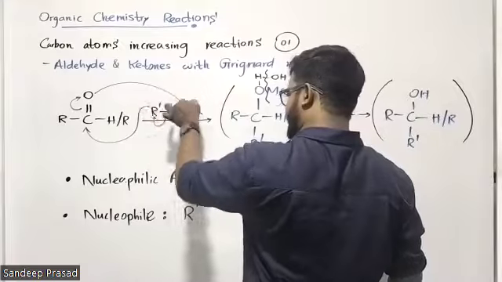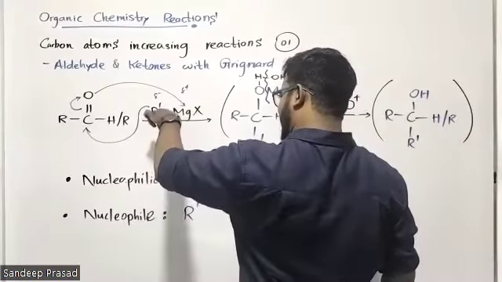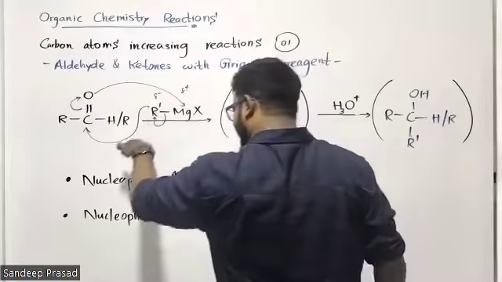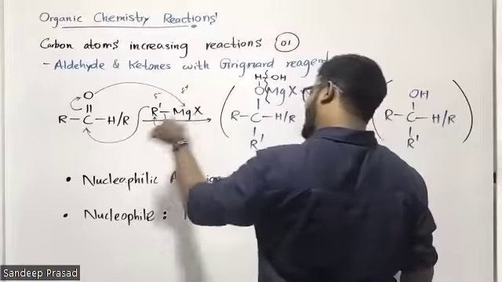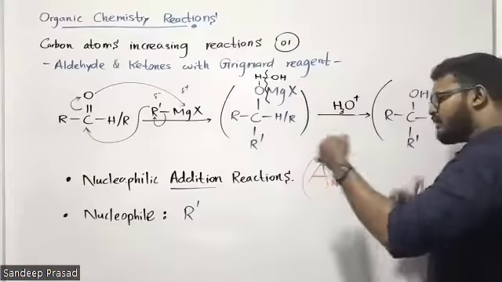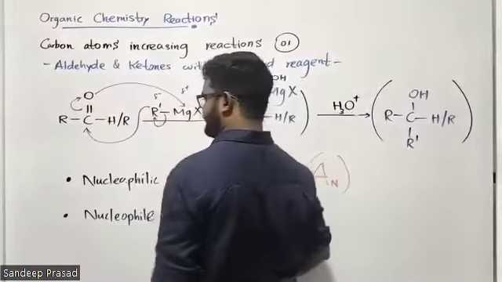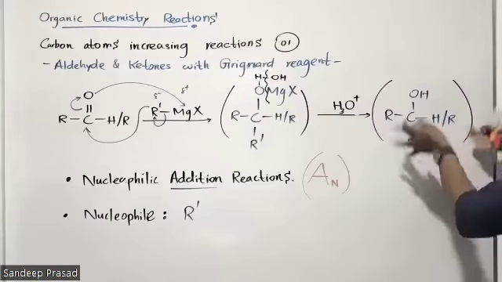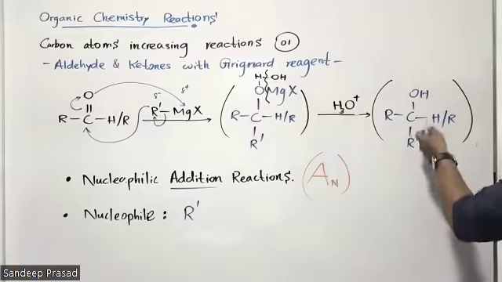Students, I told you that this bond is polarized. This is delta minus and delta plus. Then this bond is broken. R' takes electrons, that is an electron rich group. That electron rich group connects to this positively charged carbon, which means this is the nucleophile. Nucleophilic addition. Why have they named this one addition? Addition means something is newly added to the compound. This is the compound we had initially. And this is the compound we finally got. What is the difference? Some new things were added to the previous compound we had.